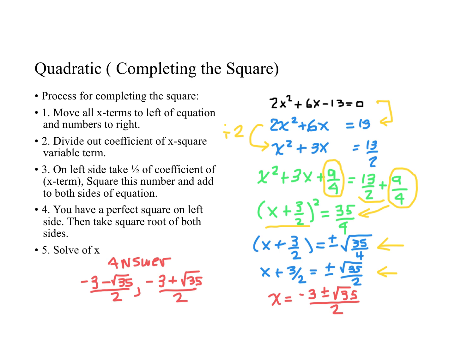And now, to solve for x, we subtract 3 halves from both sides, and we get negative 3 plus or minus the square root of 35, all over 2. So our answer, we have two answers. One is negative 3 minus the square root of 35 over 2, and the other answer is negative 3 plus the square root of 35 over 2.